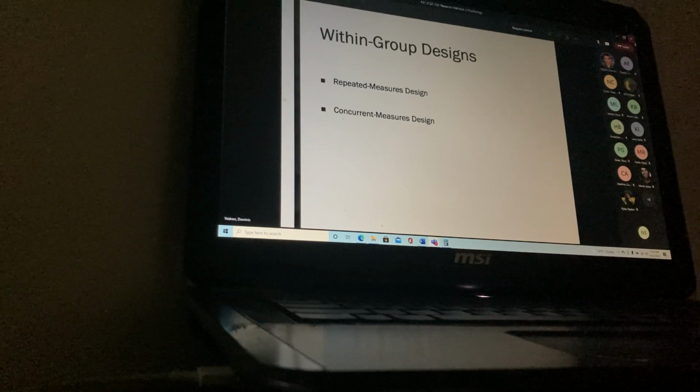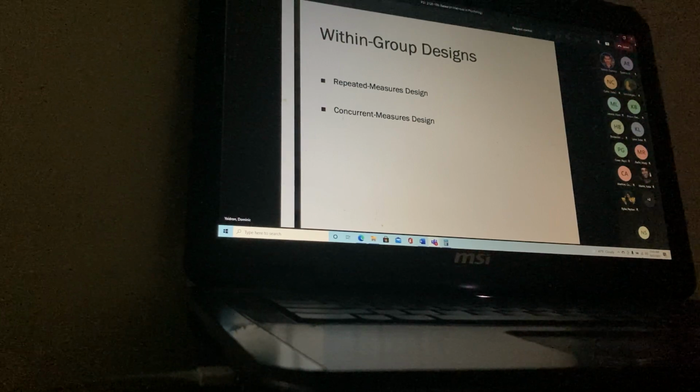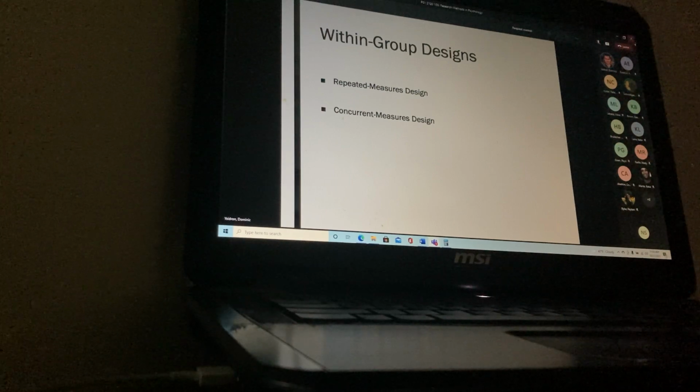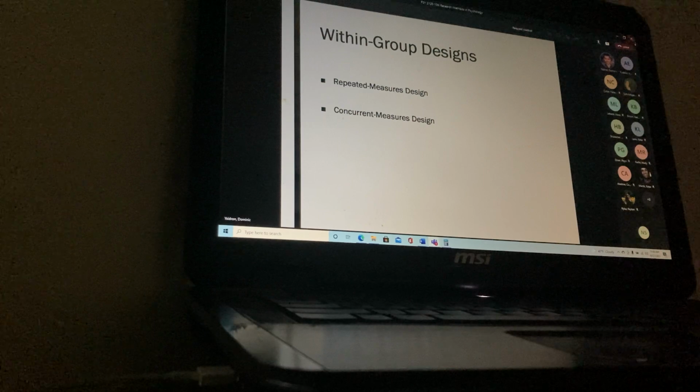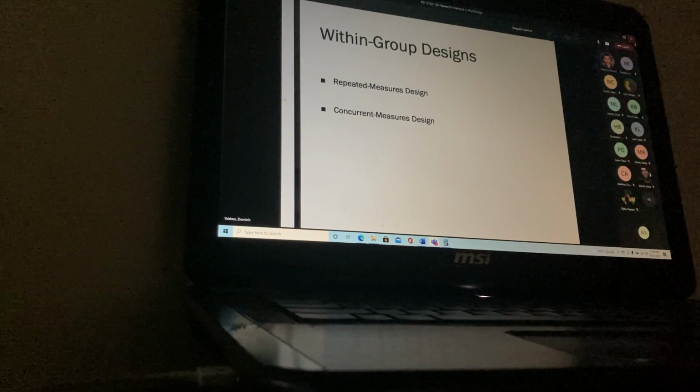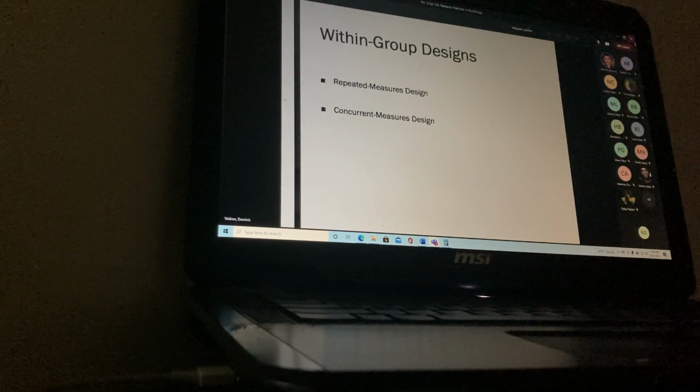So in a repeated measures design, often what happens is participants get exposed to one level of the manipulation, and then later on, they get exposed to another level. And maybe there's multiple levels, right? So then that keeps going on. So if we think about an example, I'm going to use an example from some of my research.